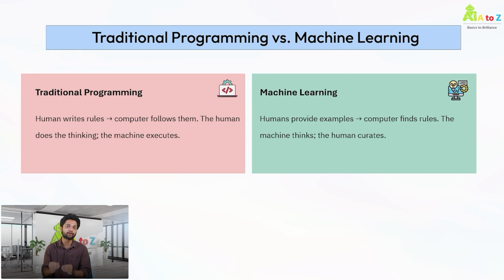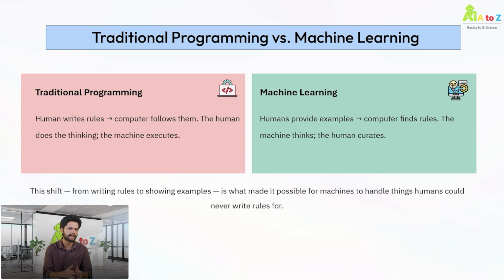And that changes your role as a human. You are no longer writing step by step logic, you are curating data, defining what success looks like, and you are evaluating the outputs. You guide the learning process, you don't hardcode intelligence. And this shift from writing rules to providing examples is what made it possible to solve problems like image recognition, natural language understanding, and recommendation systems. Because these are problems where rules are either too complex or simply impossible to write explicitly.